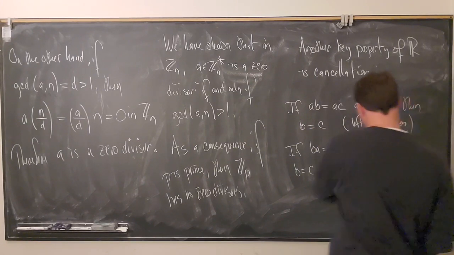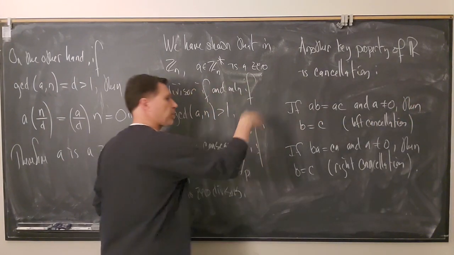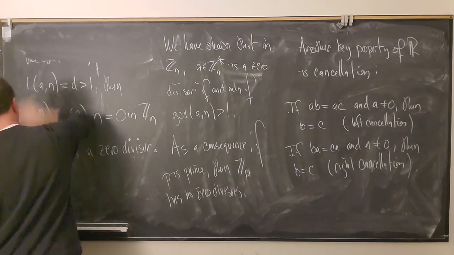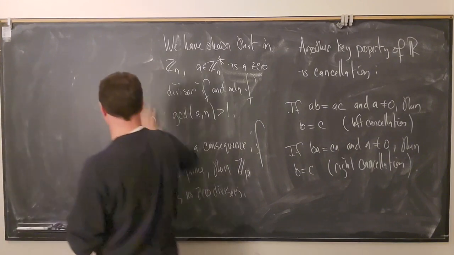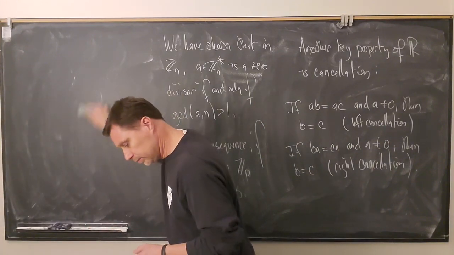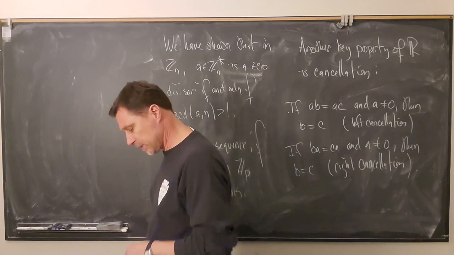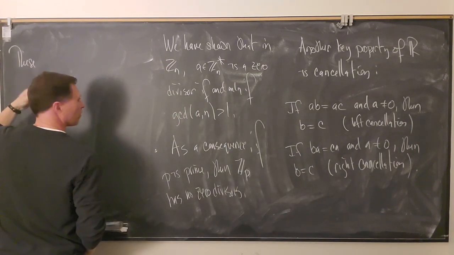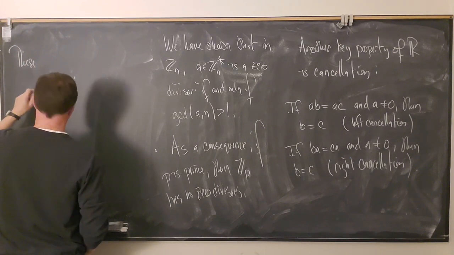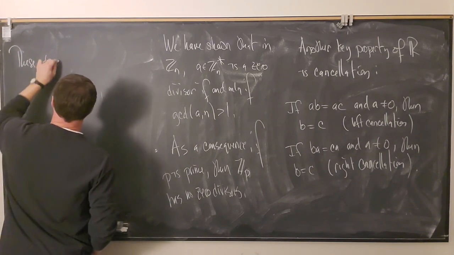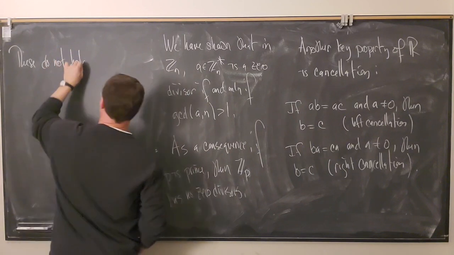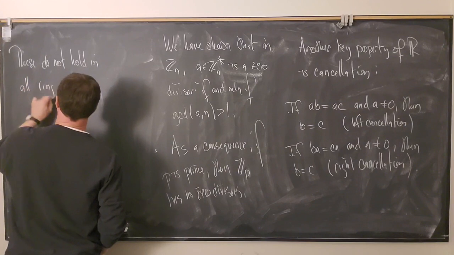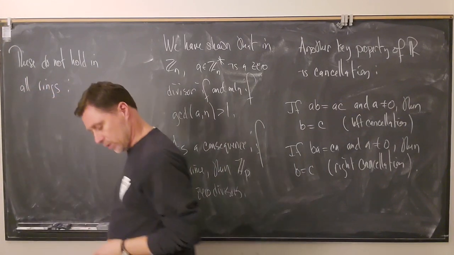Right, you use that when you're doing algebra. You use that property all the time. I mean, it's basically what allows us to solve equations. Right, but this does not hold in general also. So these do not hold in all rings. And so let's give a quick example.